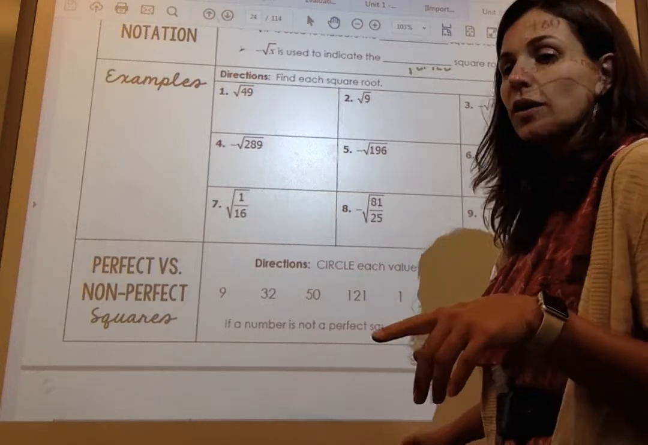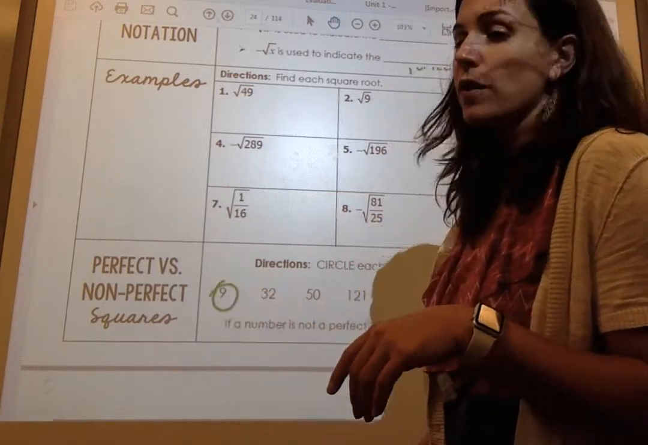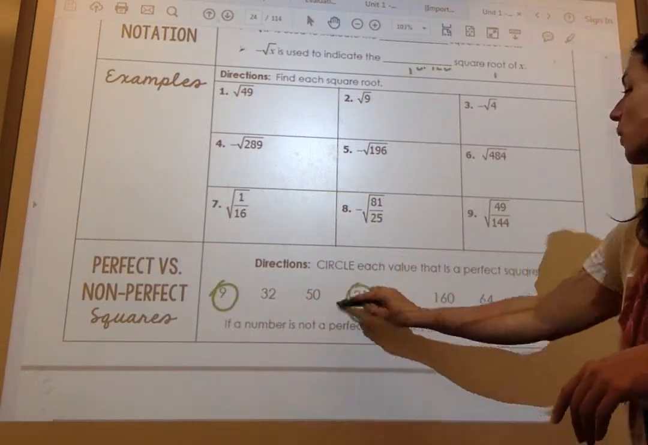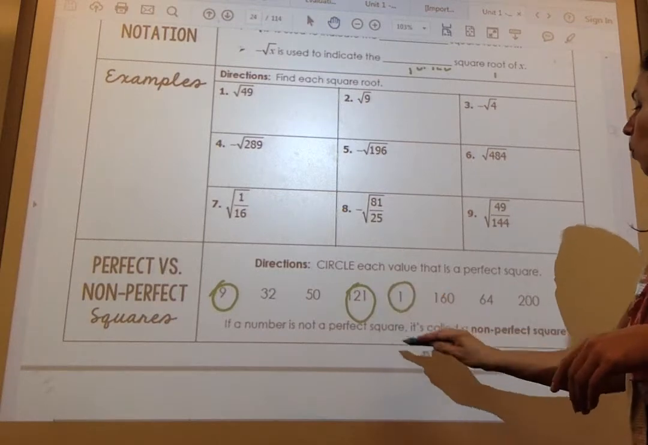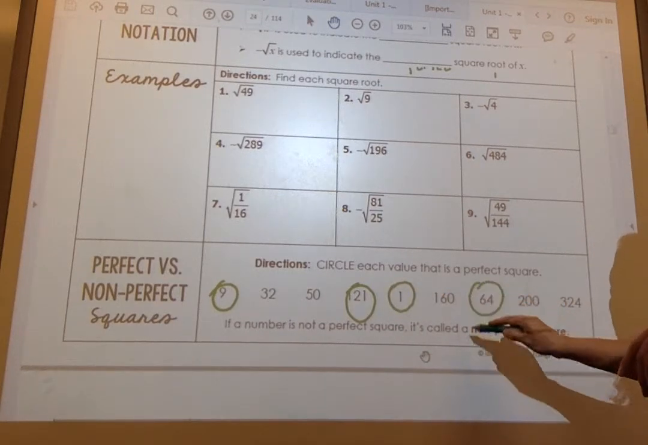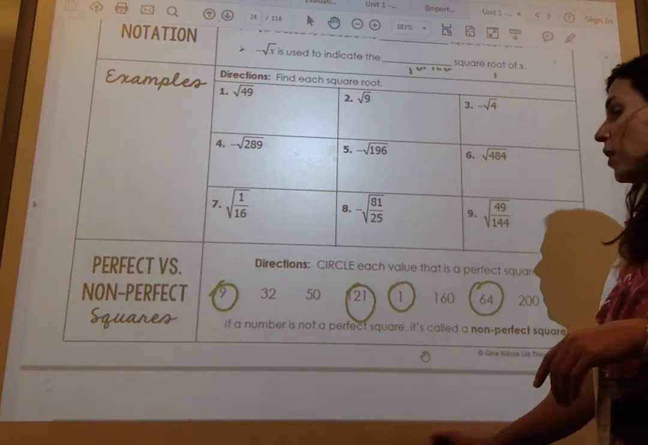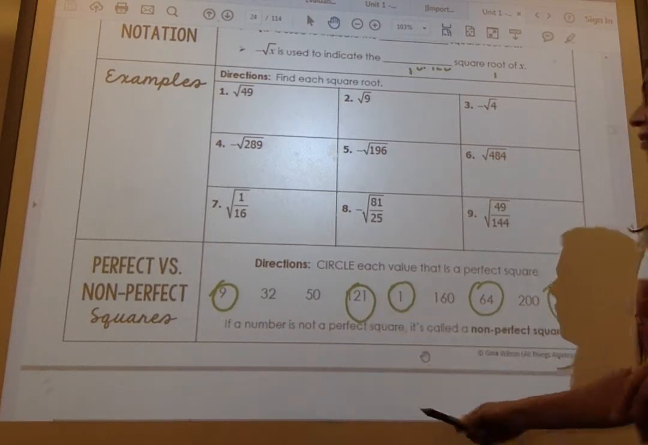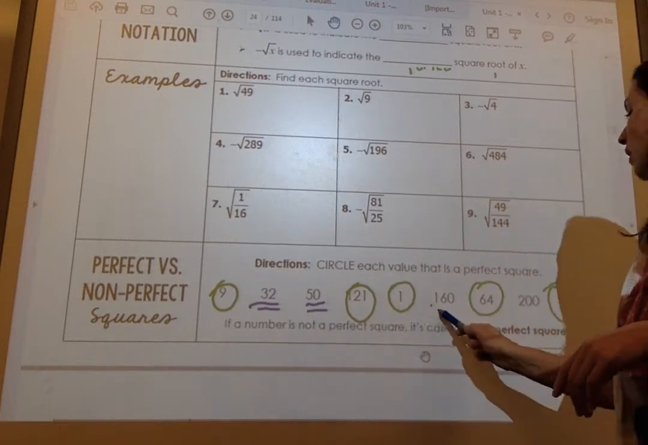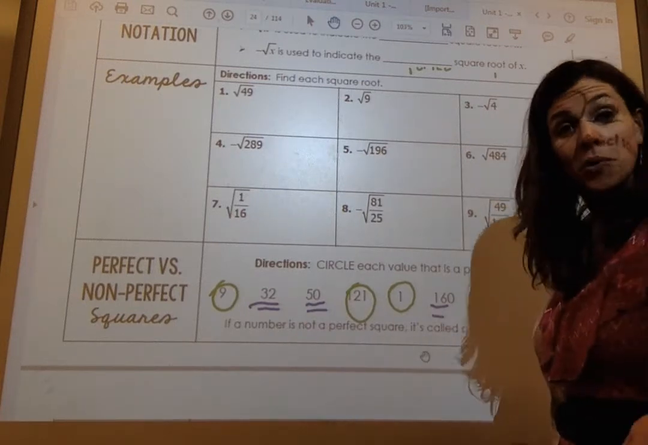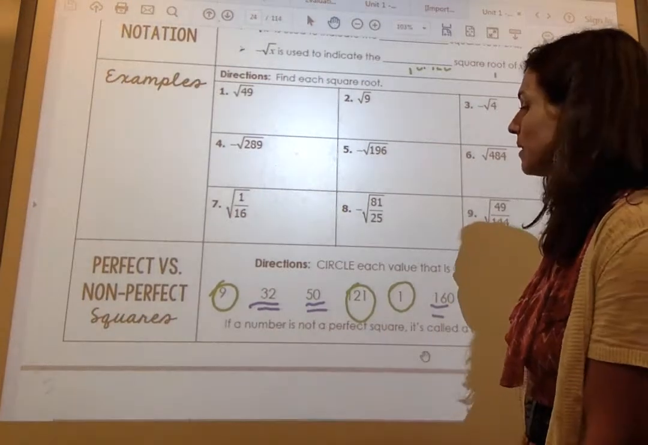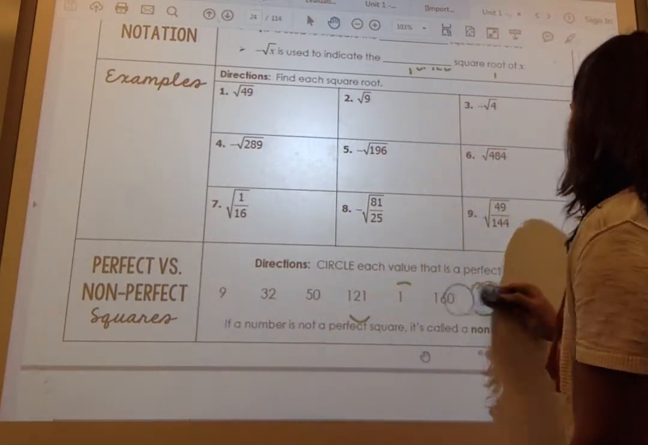Okay, so let's take a look. 9 is a perfect square root. 121 is a perfect square root. 1 is a perfect square root, 64 is a perfect square root, and 324 is a perfect square root. So if these are perfect square roots, what are these called? These are called non-perfect square roots. Kind of makes some sense there. All right, so flip that page over.